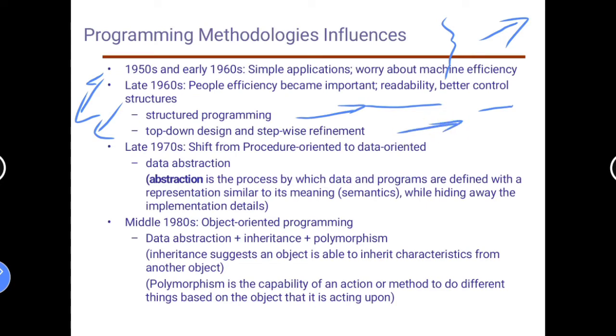In the late 1970s, the shift was to procedure-oriented and data-oriented programming. Data abstraction is the process by which data and programs are defined with a representation similar to their meaning, semantics, while hiding away the implementation details.